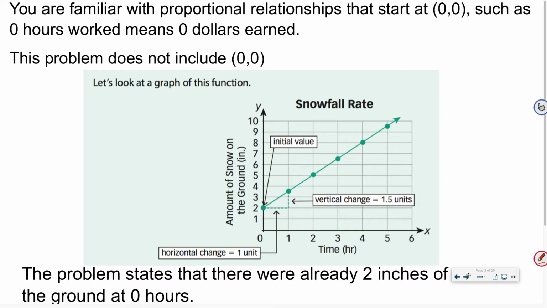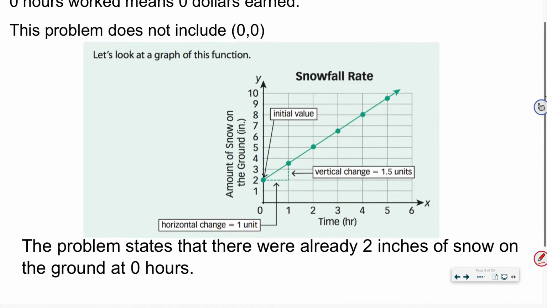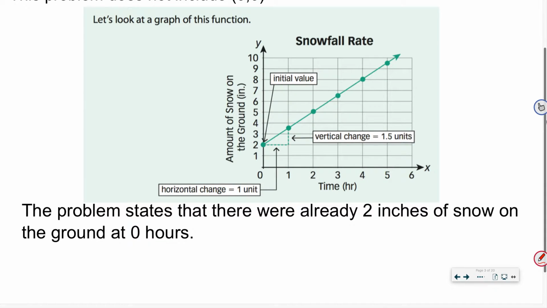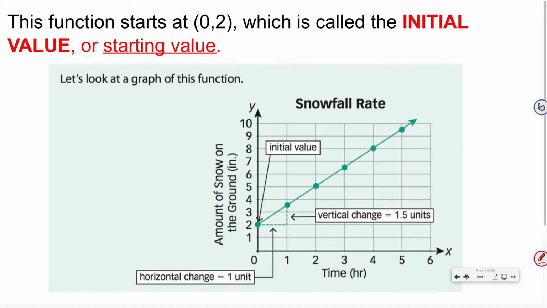So we're going to work with some different types of terminology. We're familiar with proportional relationships that start at 0, 0, such as 0 hours worked and $0 earned, right? If I don't work any hours, I make $0. But this problem here with the snowfall rate does not include 0, 0. Because at the beginning, there was already 2 inches of snow on the ground. So this value here, which we understand as our y-intercept, takes on a different name right now. When we talk in functions, we call this the initial value, or the starting value.